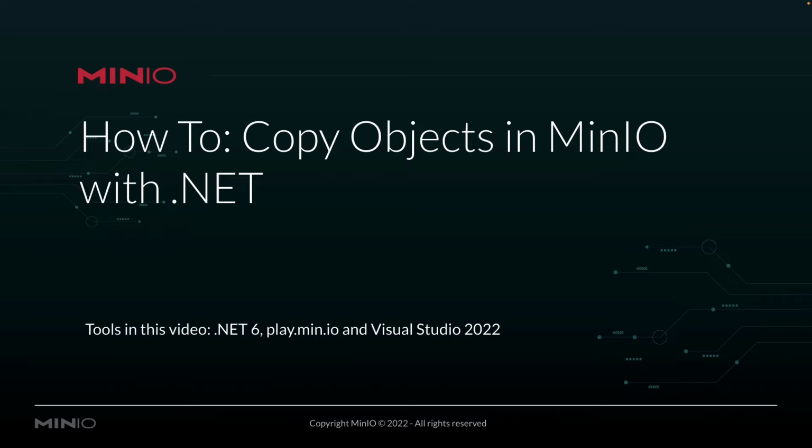And in this video, we're going to be using .NET version 6. We're going to be connecting and copying objects up on play.min.io, which is our online sandbox that anybody can play with the MinIO platform. And we're going to be running all of this out of Visual Studio 2022 for Mac.